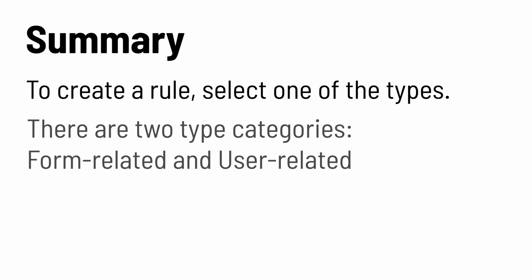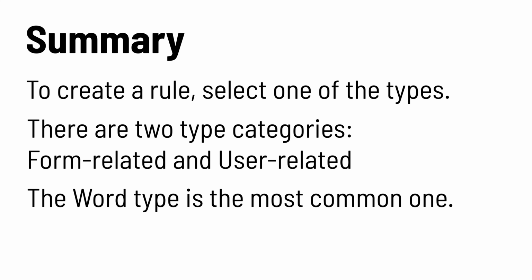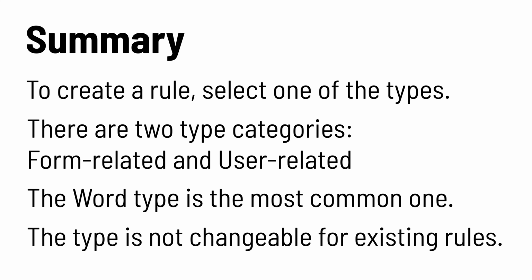Summary. To create the rules in Mosparo, you must choose between 8 different rule types. 5 rule types are related to the form data, while 3 are related to the user-related data. The most common rule type is the word rule type. When creating a rule, you have to choose a rule type. You cannot change the type of an existing rule.